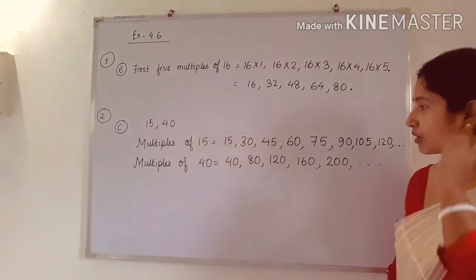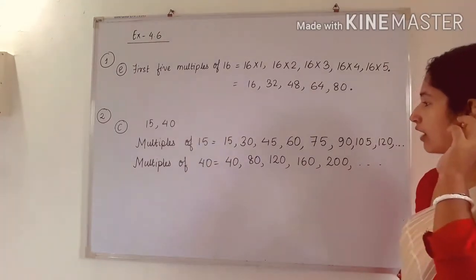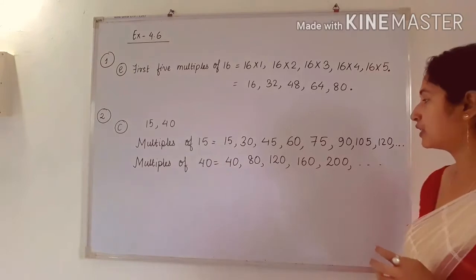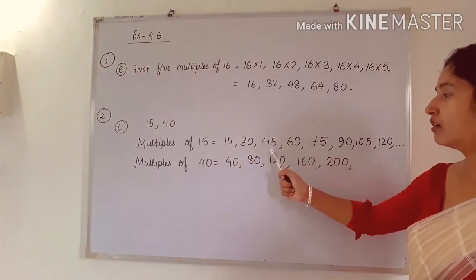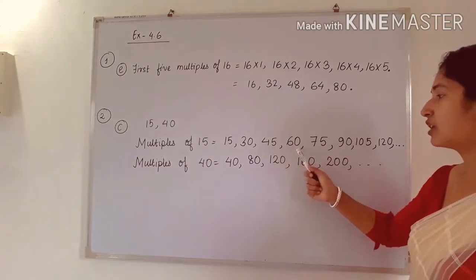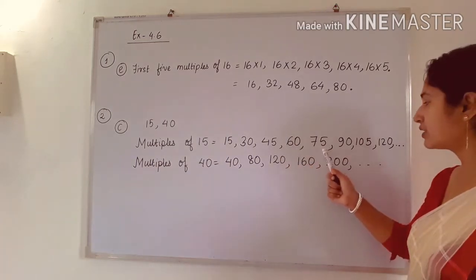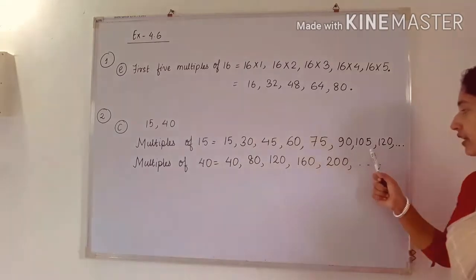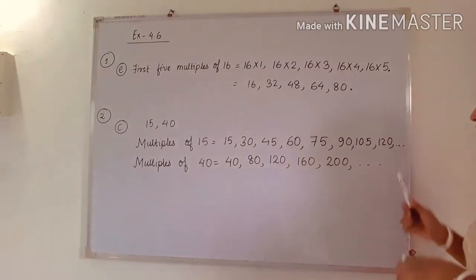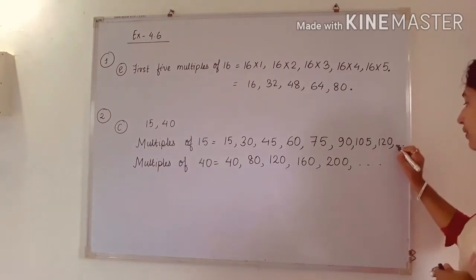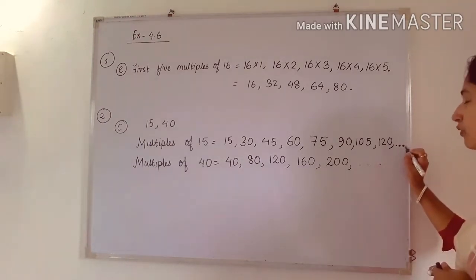I have taken question number C. So I have written the multiples of 15. 15 ones are 15, 15 twos are 30, 15 threes are 45, 15 fours are 60, then 75, then 90, then 105, then 120, and it will go on. That's why I have written 3 dots. The meaning of 3 dots is it will go on.